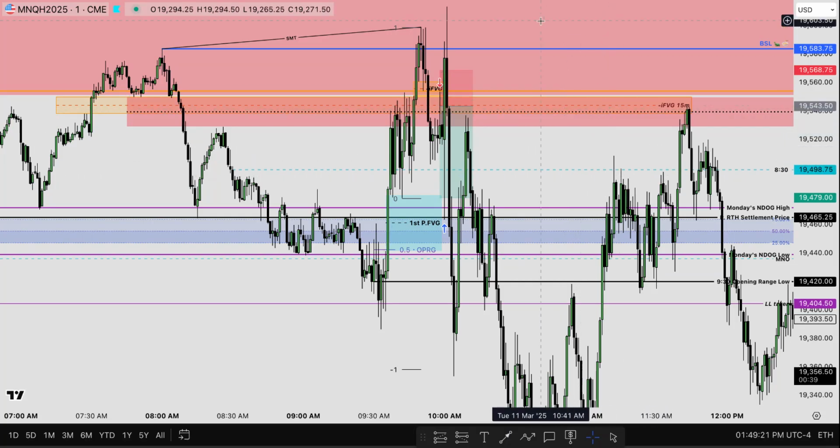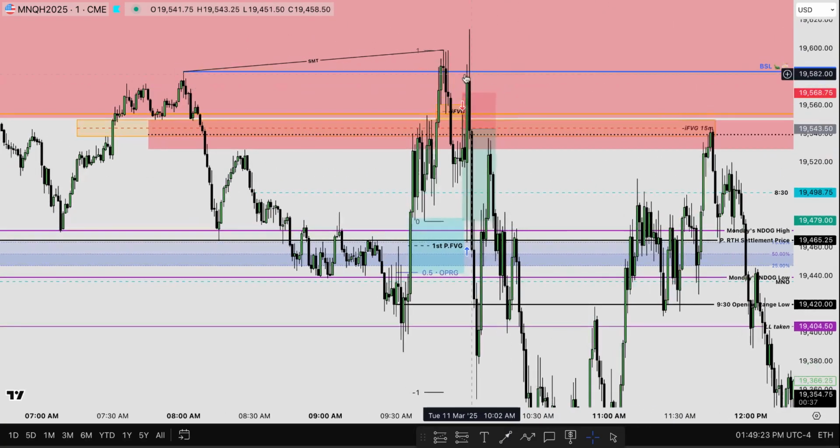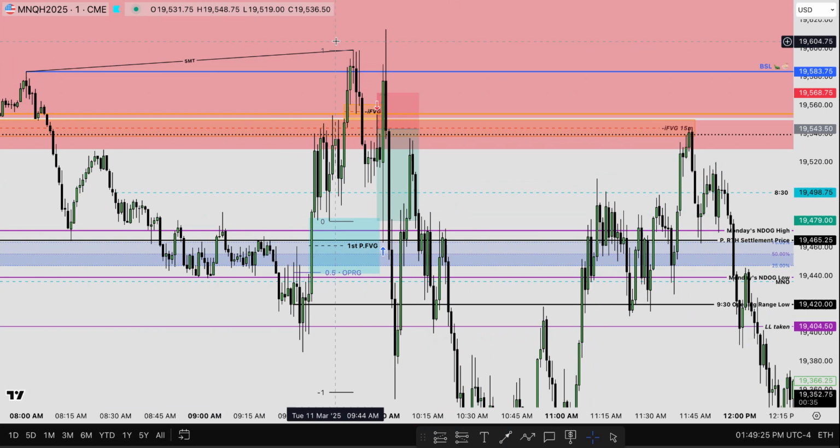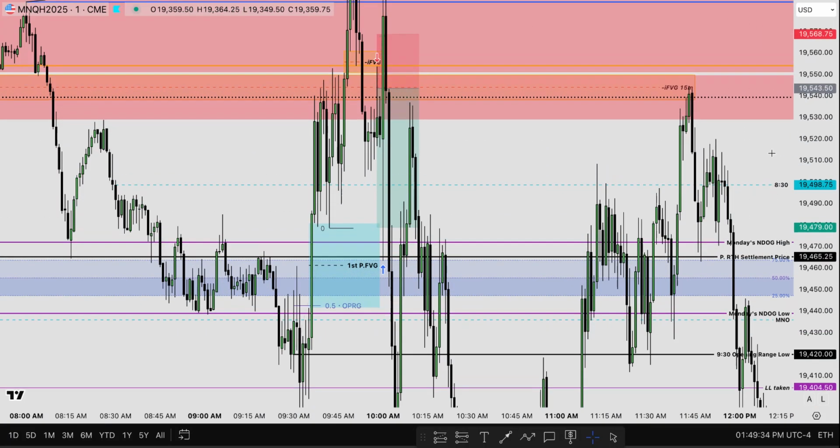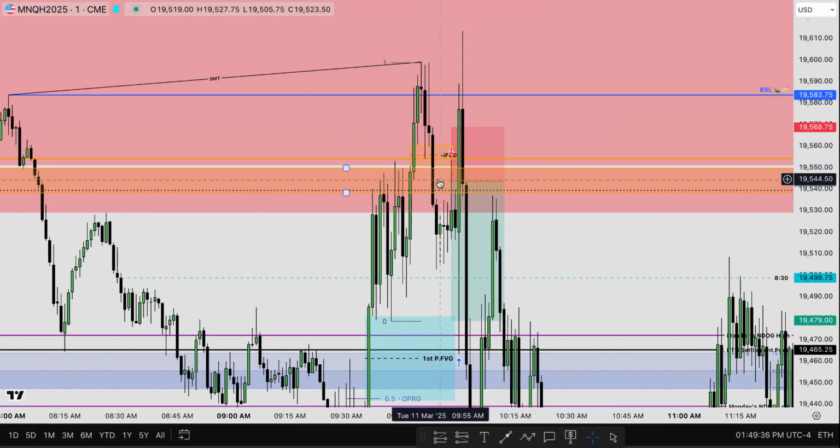Let me do a more detailed look. Okay, so it takes these highs, SMT, market structure shift, inverse fair value gap. I enter actually on this fair value gap, on consequent encroachment, which is around here. I was just eyeballing it and then placing my stop at this high, because I didn't want to see price disrespect this area, this SIBI right here.